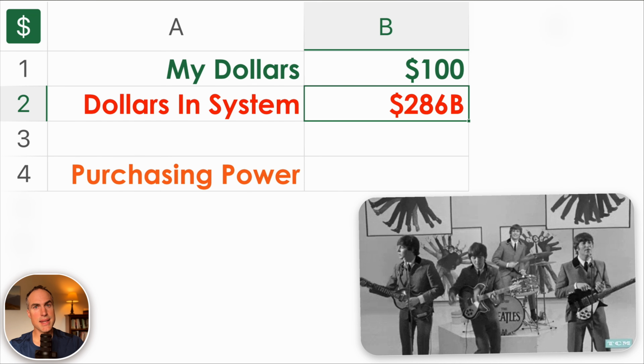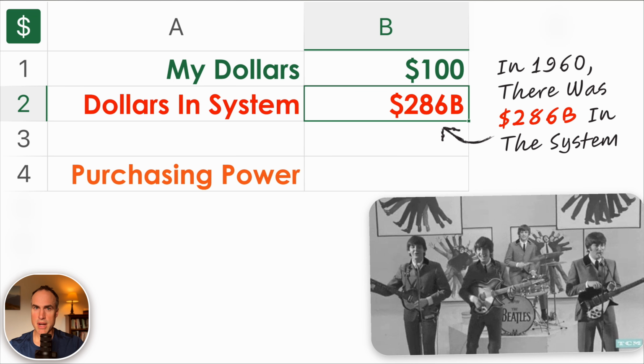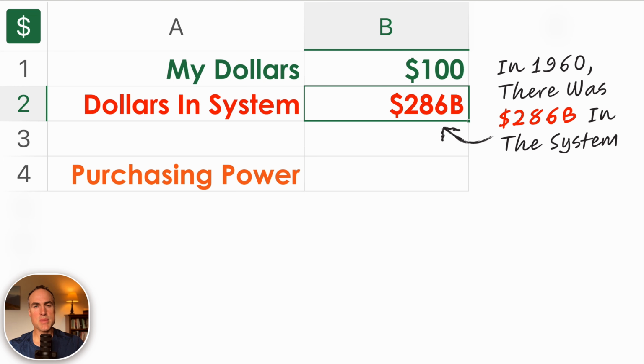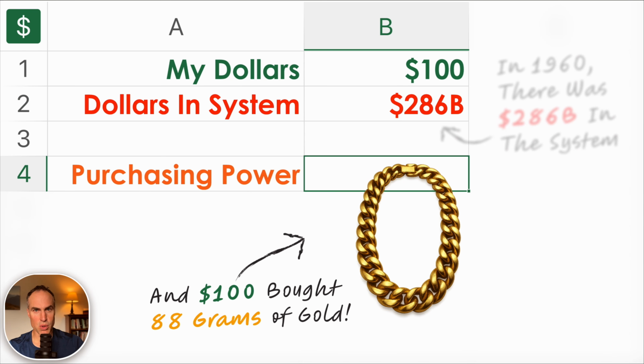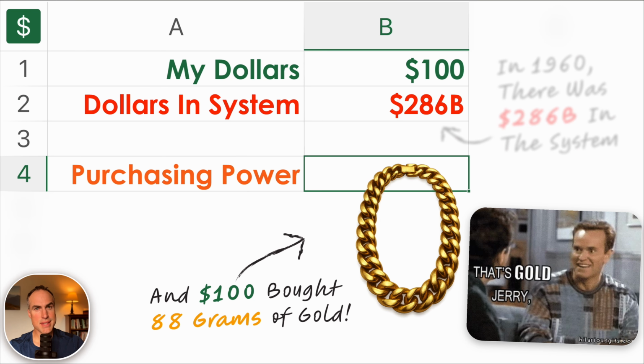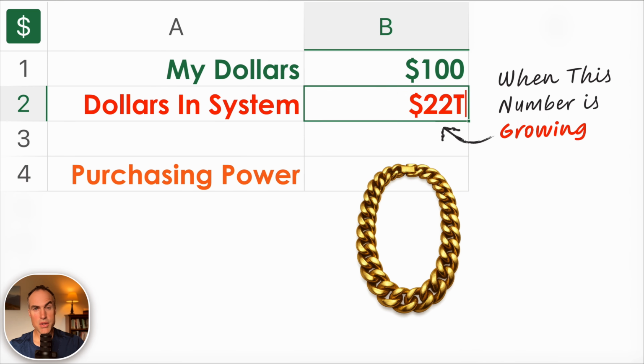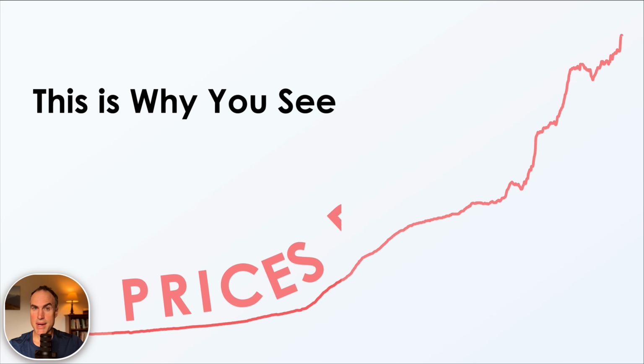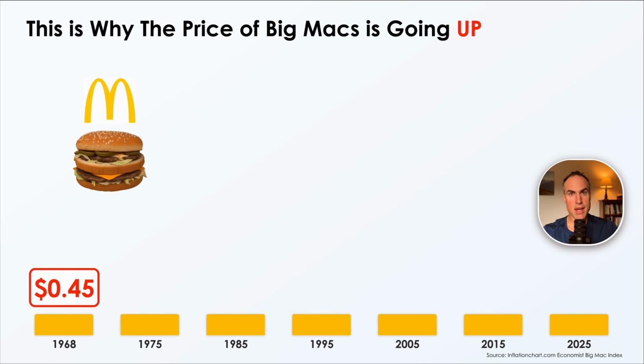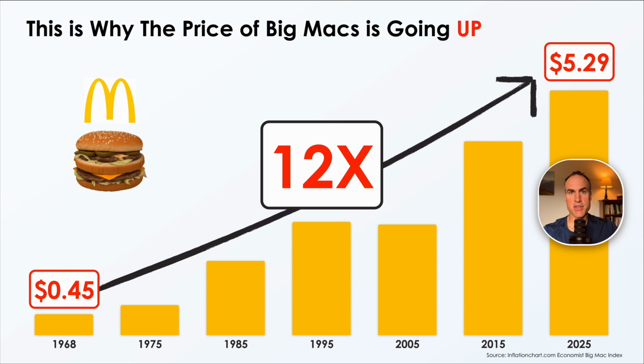In 1960, there was about $286 billion in the US dollar system. And what this meant is that your $100 could purchase about 88 grams of gold, 88 times as much gold for the same $100. You see, when the dollars in the system is going up, your purchasing power shrinks. This is why you see prices rising. This is why when you go to McDonald's, you're going to spend 12 times as much for the same Big Mac as you did in 1968.